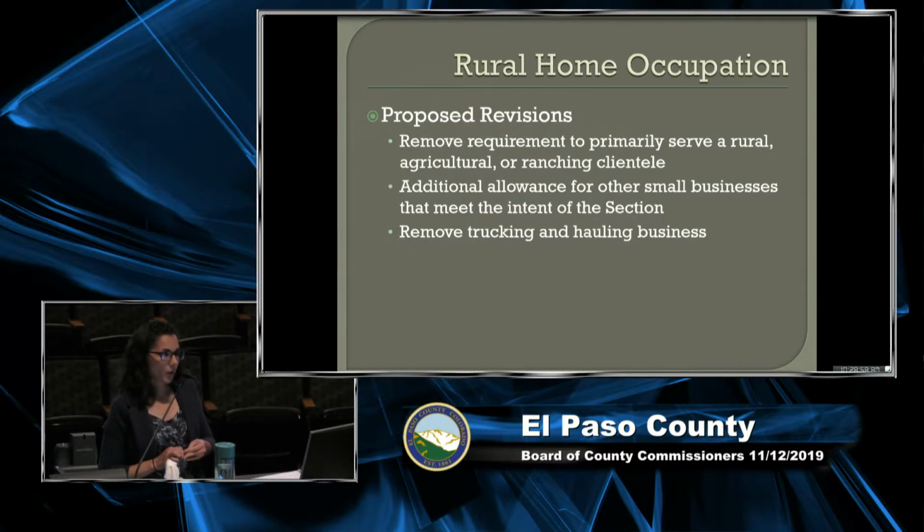We are also proposing that we add an additional allowance to allow other small businesses that may not be specifically included but meet the intent of this section. It'd be very difficult for us to think of all of the potential businesses that could be a rural home occupation, and our list would just be way too big. So adding in kind of that catch-all we think will help resolve issues in the future. And then one of the specific items that came out of the work session was, Commissioner Gonzalez, you said that you wanted the trucking and hauling business removed because there's the potential for a lot more traffic, and then visually it has a lot more impact. So we're proposing to remove trucking and hauling businesses as well.